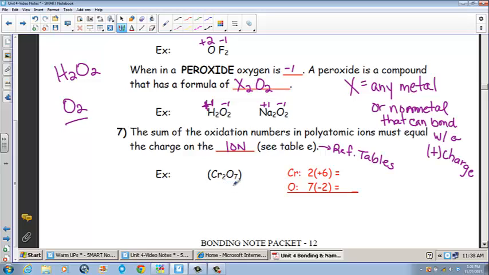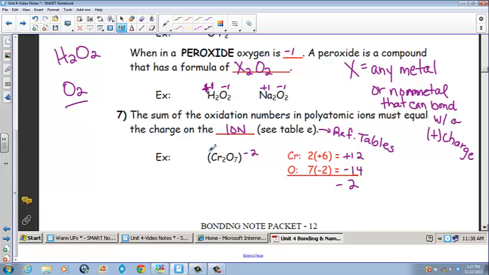So here we have dichromate, and you have Cr2O7. There's 2 chromiums and 7 oxygens, and then we find their charges. So 2 times a +6 is a +12, and you have 7 times a -2 gives you a -14, which then gives you an overall charge of -2. So this has to be a polyatomic ion, so it's going to have an overall charge of -2, and that will be given to you in table E, so you don't always have to memorize that.